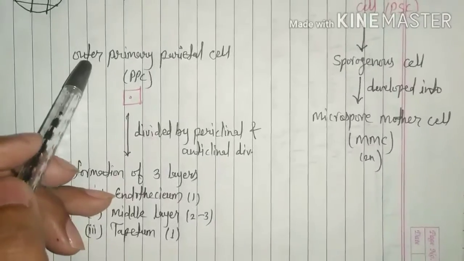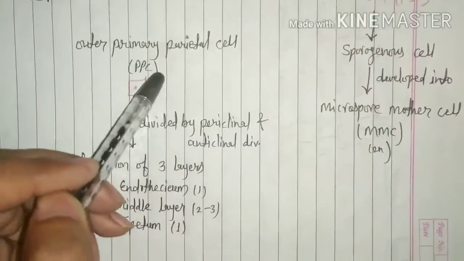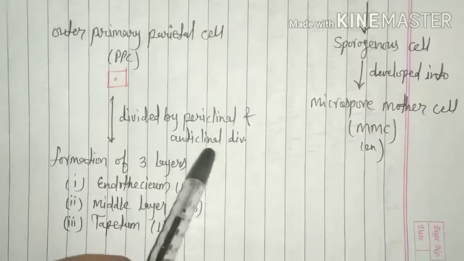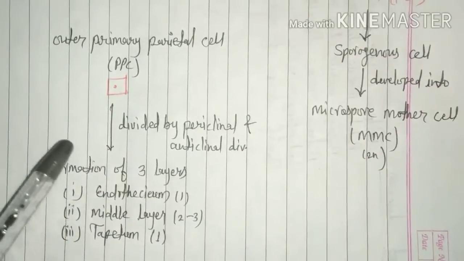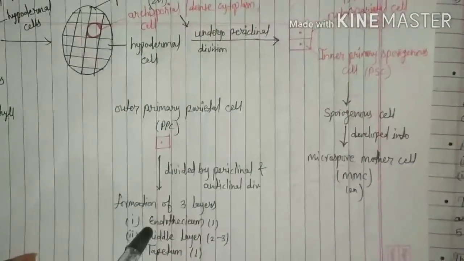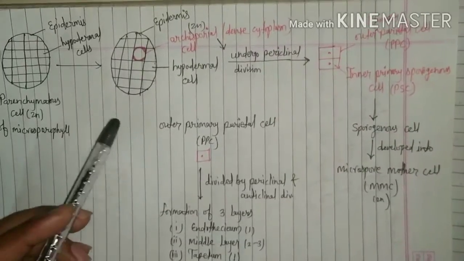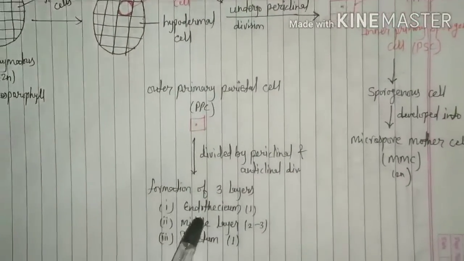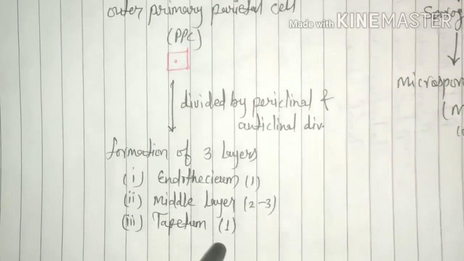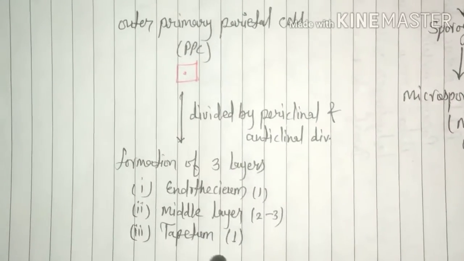Further, the outer primary parietal cell PPC divides by periclinal and anticlinal division and forms 3 layers of the microsporangium, because the outermost layer is formed in the early stage, which is called the epidermis. Then the remaining 3 layers are formed by PPC: endothecium, middle layer, and tapetum.